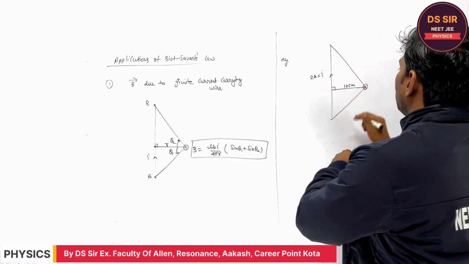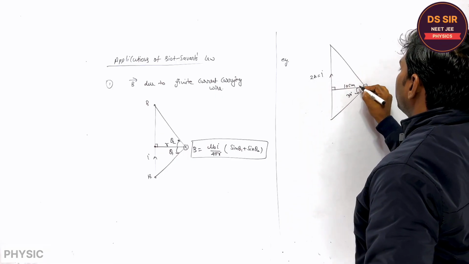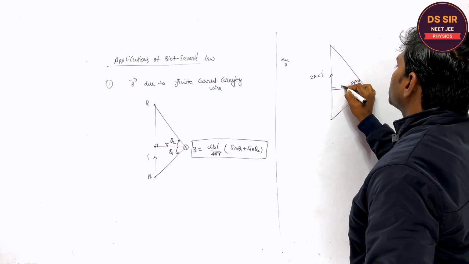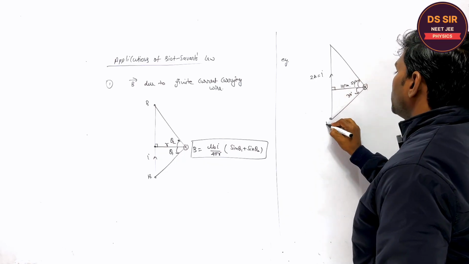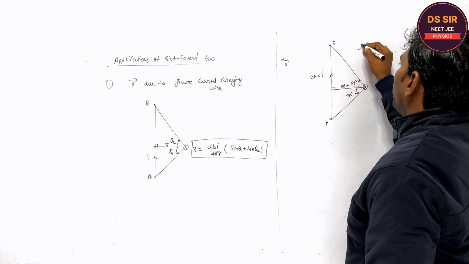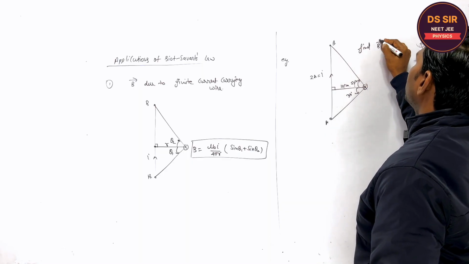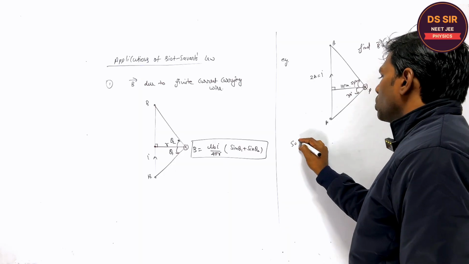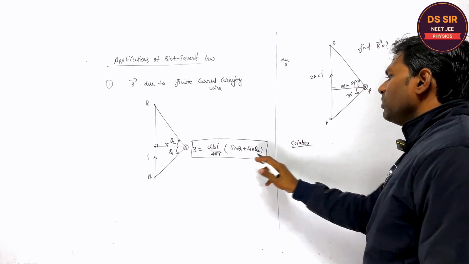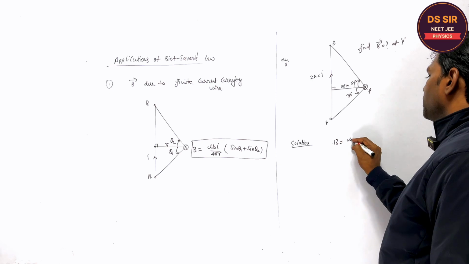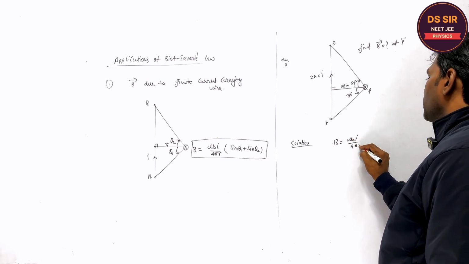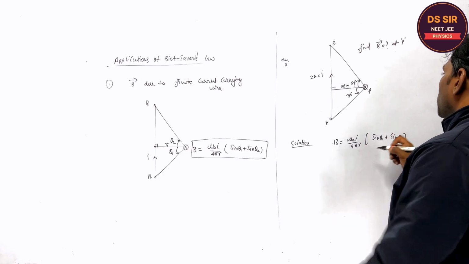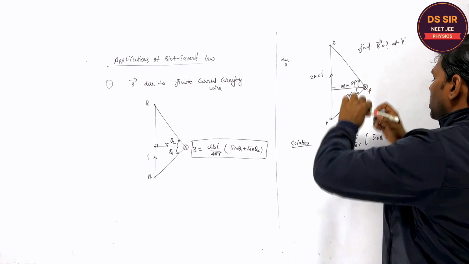The direction is into the board, such that this angle is 37 degree, this is 53 degree, and this is 10 centimeter. This is the point A, this is the point B. Find the magnetic field at point P. So you will apply the simple formula. What is that? μ0 I upon 4π r (sin θ1 plus sin θ2). This is θ1, this is θ2.